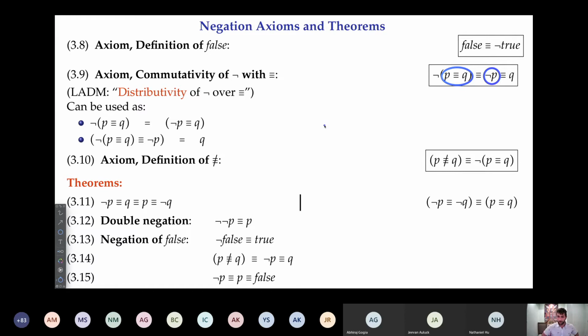That's not what the word distributivity means. I think they were trying to stretch the meaning there, playing code names, if you will. So we won't use that name in this class at all. We'll just call it commutativity, commutativity of negation with equivalence.